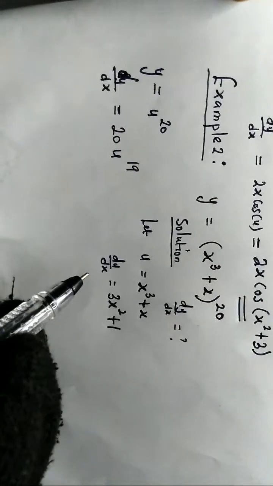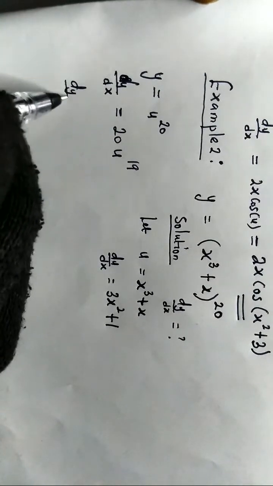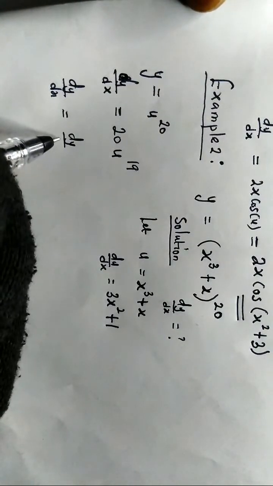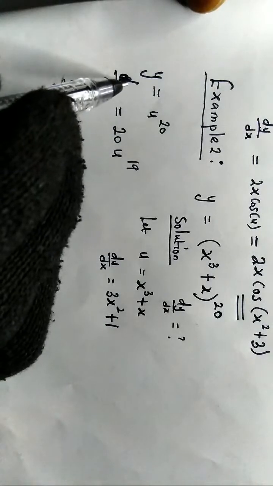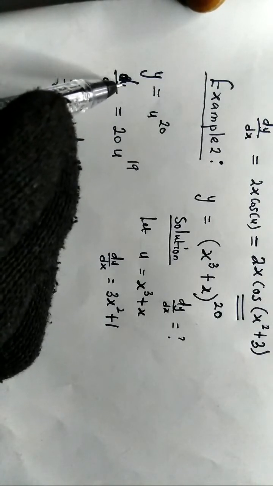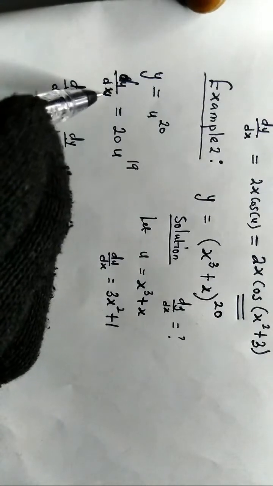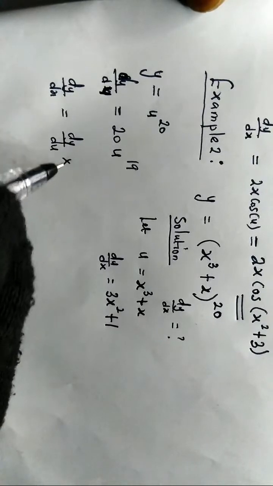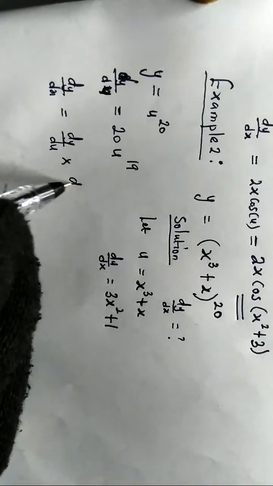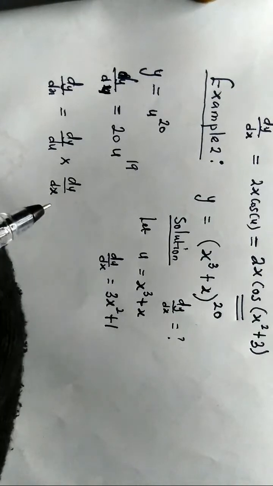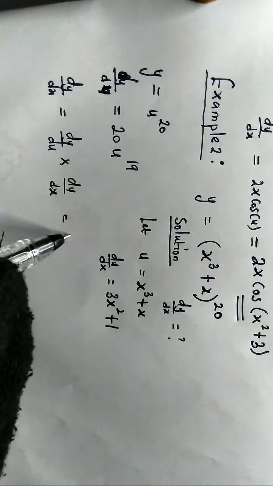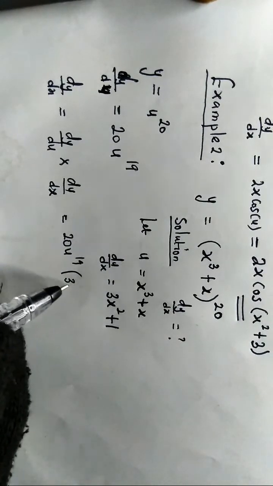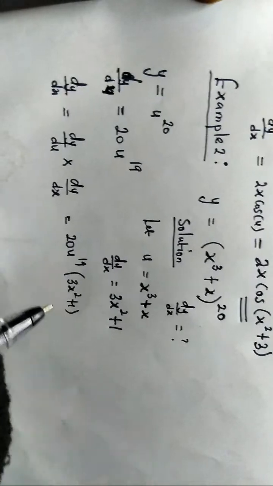So now from here, we can find dy dx. dy dx is equal to the product of dy du, oh sorry for this, I'm so sorry for that. This is actually dy du. So here we have dy du multiplied by du dx, right? So this is equal to 20u to the power of 19 multiplied by 3x squared plus 1.